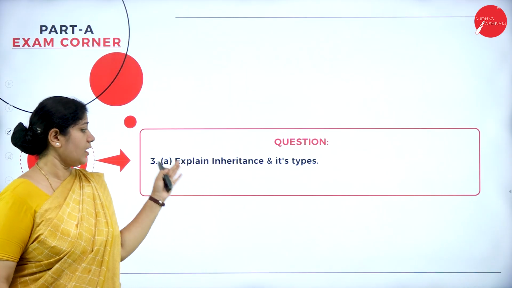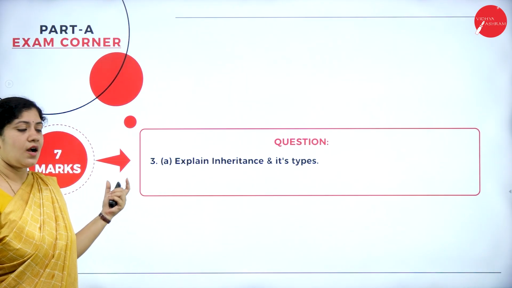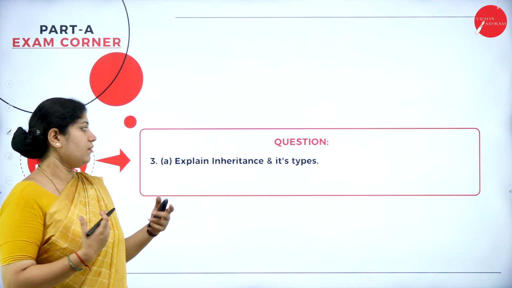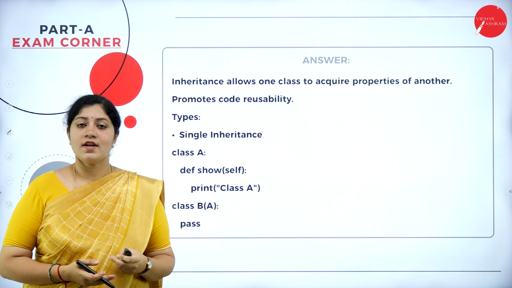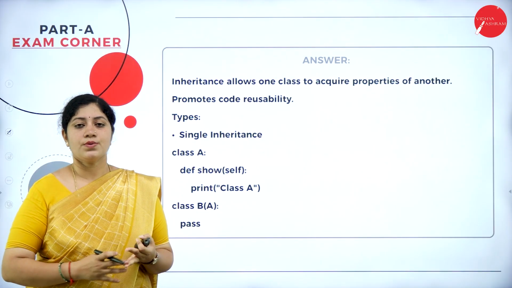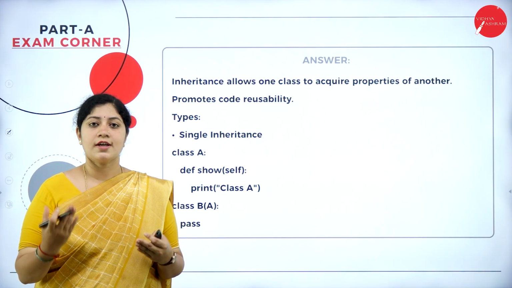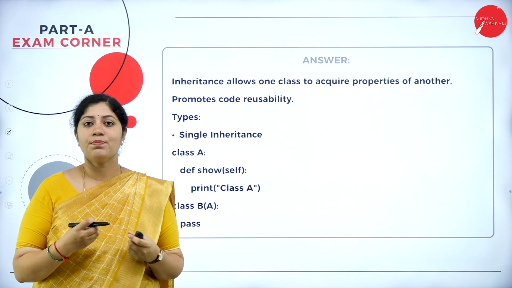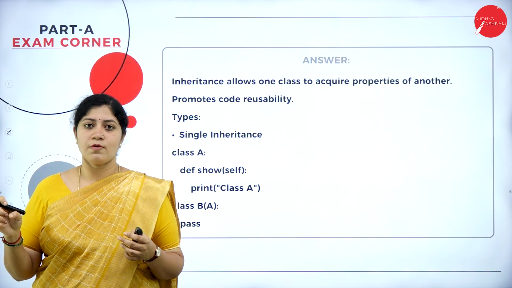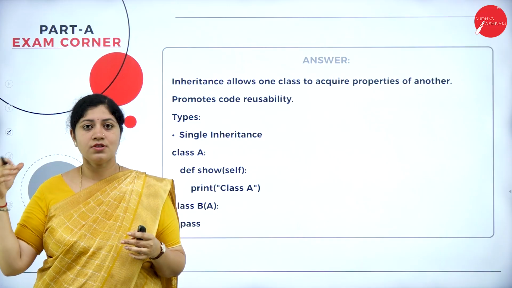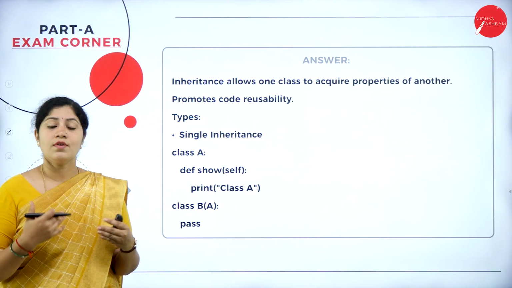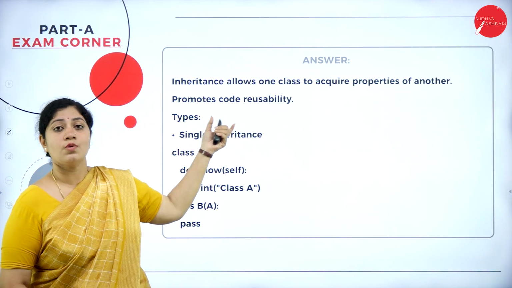All right, the next question is explain inheritance and its types. This can be asked for 7 marks, or it can also be asked for 8 or 4 marks. Generally we have considered 7 marks over here. Inheritance, in the sense the properties are inherited from a base class. So we can say that inheritance allows a class to inherit or acquire the properties of another class, and the class from which we are taking the properties can be called a parent class or a base class. Great. So by doing this, we can expect code reusability.